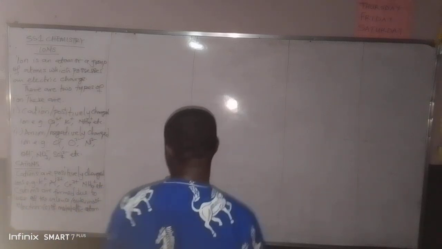Cations are formed due to loss of electron, loss of the valence electron, the outermost electron or electrons of a metallic atom. So when the outermost electron of the atom of a metal is lost, then it forms positive charge. And how does this happen? Let me explain that.